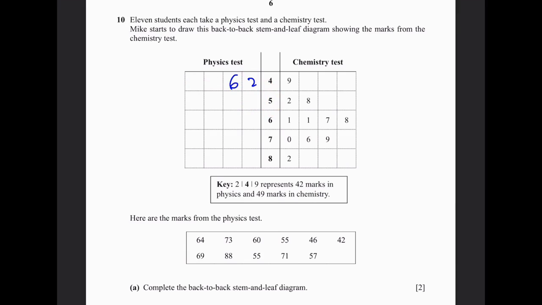Now for 5 as the tens digit, there's 1, 2, 3 numbers. There's 2 55s and 1 57. Now for numbers that start with 6, there's 60, 64, and 69. And we can just add that there. Now for 70 starting numbers, we get 71, 73. And for numbers starting with 8, we get 88. That's all. This is the answer.